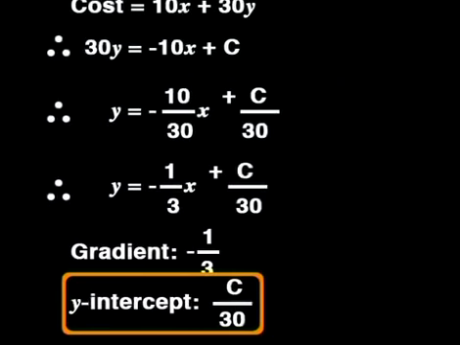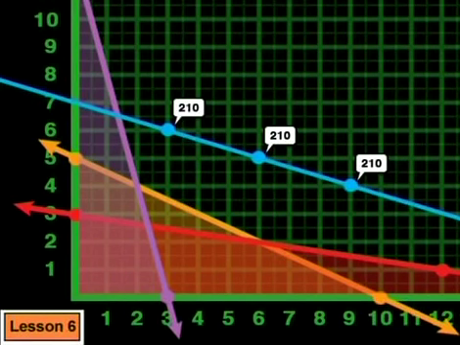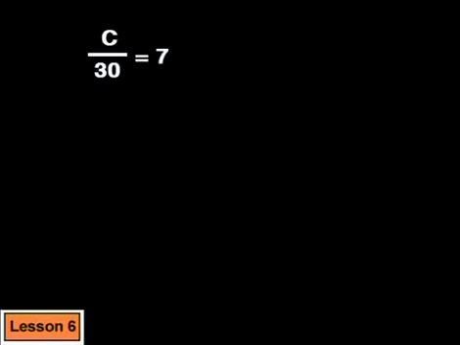Now let's make sense of the y-intercept. We worked out that the y-intercept is at C divided by 30, but we don't know where that is on the graph. Let's look at this line. It cuts the y-axis at 7, so it has a y-intercept of 7. So for this line, C divided by 30 must equal 7. If I multiply both sides by 30, I get C equals 210.